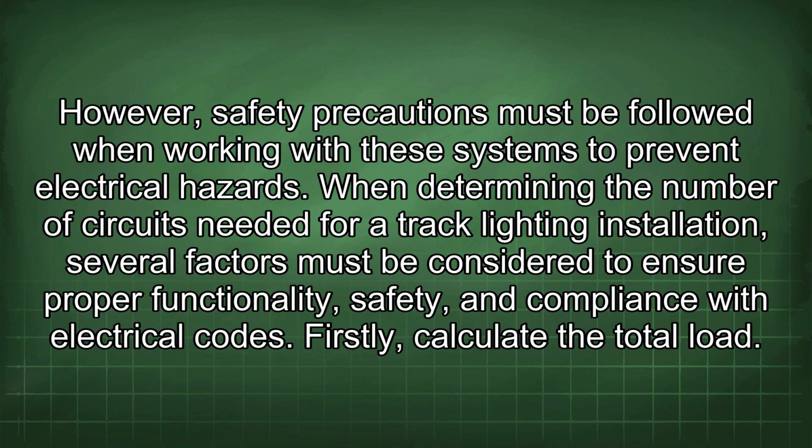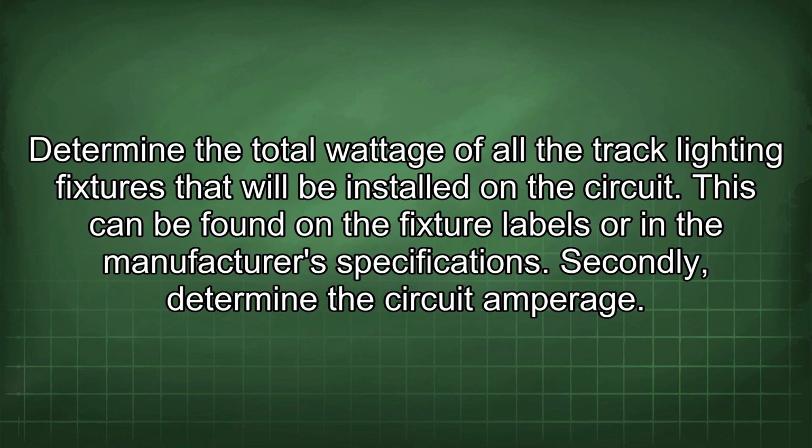When determining the number of circuits needed for a track lighting installation, several factors must be considered to ensure proper functionality, safety, and compliance with electrical codes. Firstly, calculate the total load. Determine the total wattage of all the track lighting fixtures that will be installed on the circuit. This can be found on the fixture labels or in the manufacturer's specifications.